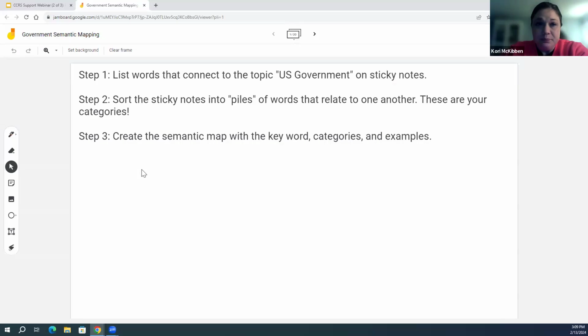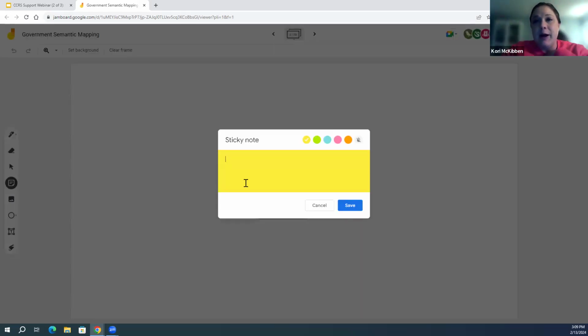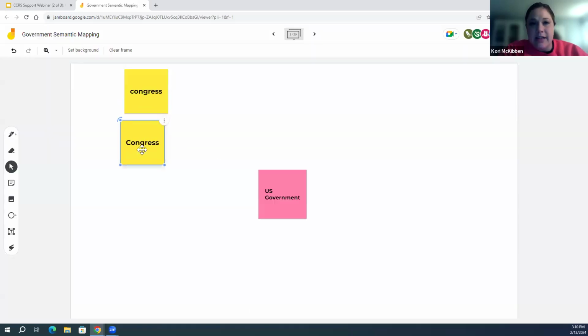And so, as they get this open, and then click to the next slide on the Jamboard. There we go. Perfect. We have our US government, and now we can use sticky notes to list out some other words and phrases that we might think about when we hear that term or that we've been learning about. So for example, I might say, I think about Congress. And so now I have one idea here, right?